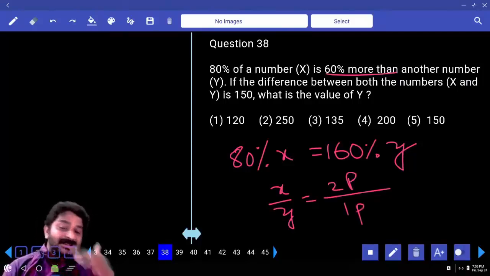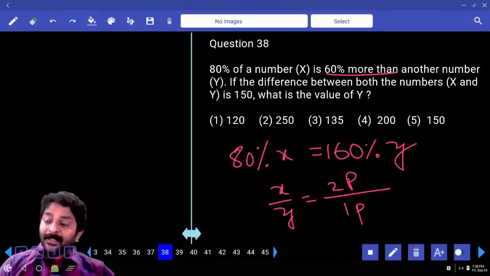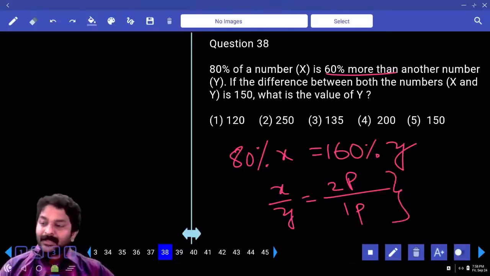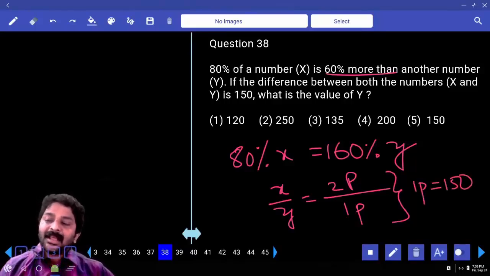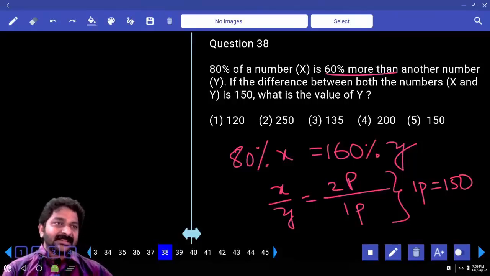Difference between both numbers is 150. Find the value of Y. What is the difference between X and Y in terms of number of parts? According to the information given, it is 150 only. And you are asked to calculate the value of Y. Y value is 1 part itself, which is 150. Fifth option, final answer.